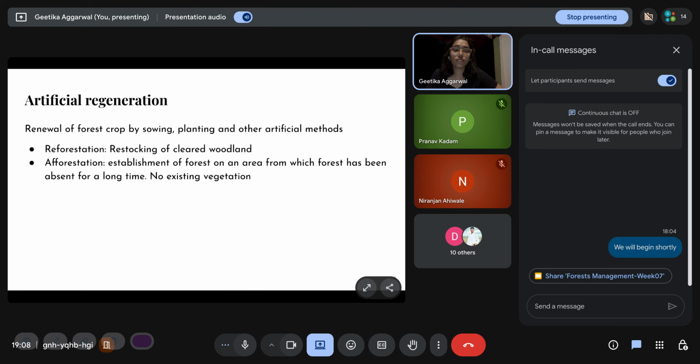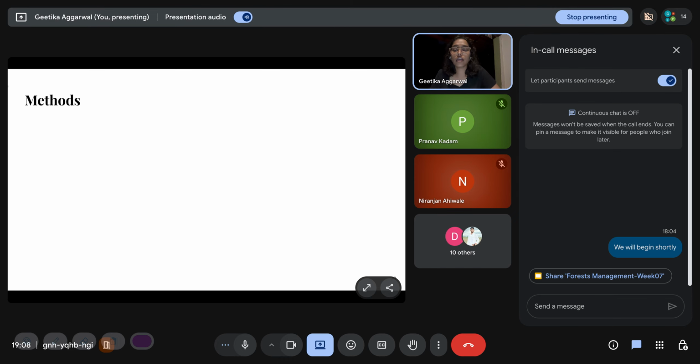Reforestation is basically if you've just cleared an area, as we discussed, you've just cleared one particular land of all the trees, you've harvested all the trees, and you want to restock this cleared woodland, then that is called reforestation, and that is also something artificial regeneration can help you with. Different methods. One of them is direct seeding. In direct seeding, what you're doing is, first of all, you harvest and you prepare the site.